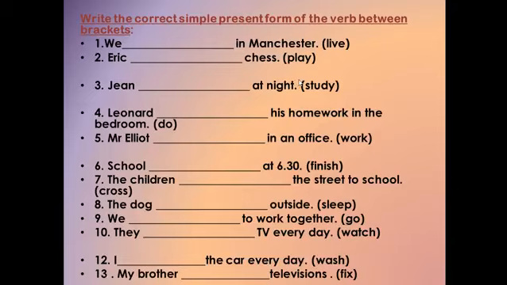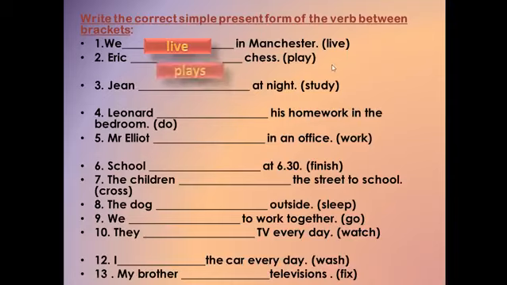Okay. Now number 1, we in Manchester live. So it's going to be we live in Manchester. Why? Because my subject here is we, so the verb in the present simple stays as it is. So we live in Manchester, and we live in Manchester, this is a permanent situation, so I use the present simple. Number 2, Eric chess play.